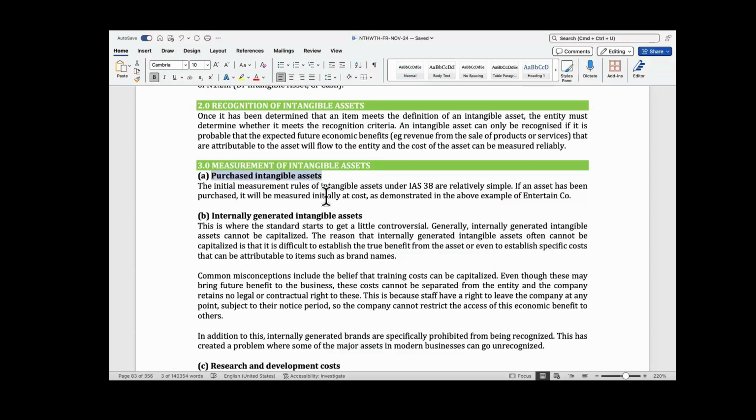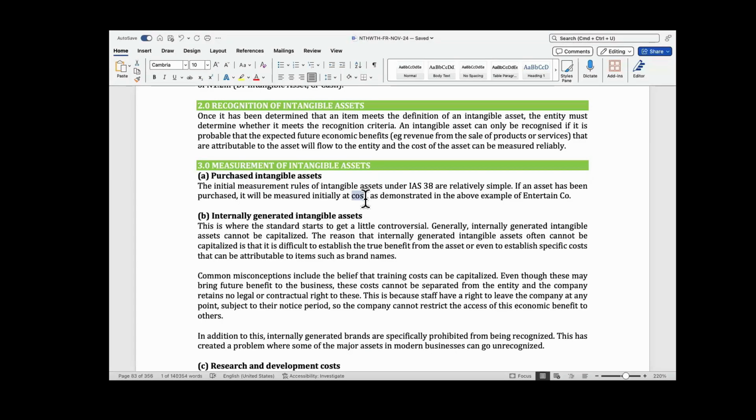So you measure those ones initially at cost. And if they ask you the components of cost, it's the same thing as in IAS 16. You just have to put it in perspective for intangible assets, so we're not going to repeat all of that here. But there is something called an intangible asset that you actually pay for. Those ones, you measure them at the amount you paid and any other attributable costs.